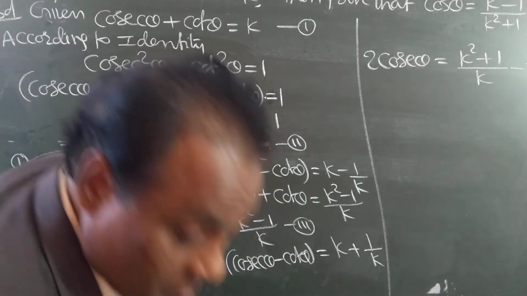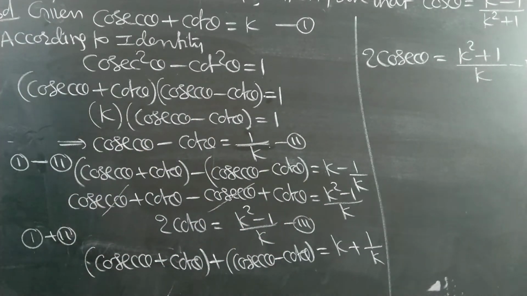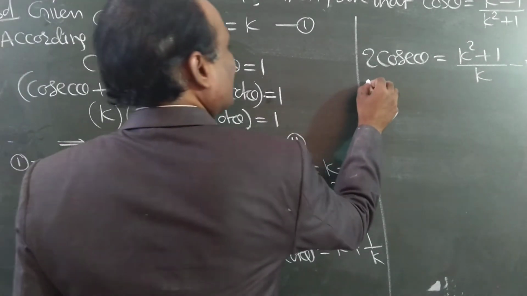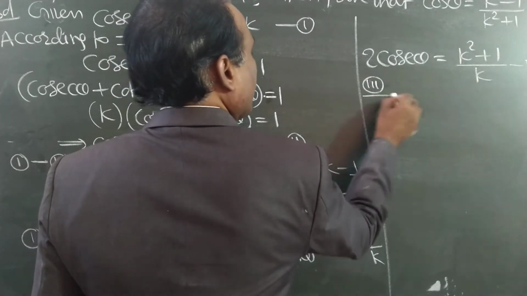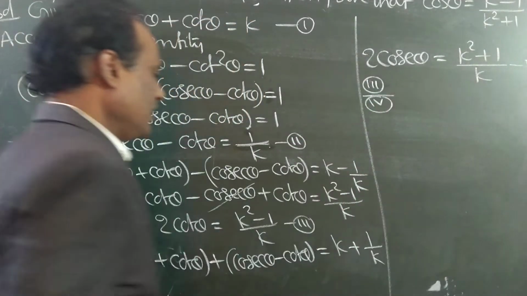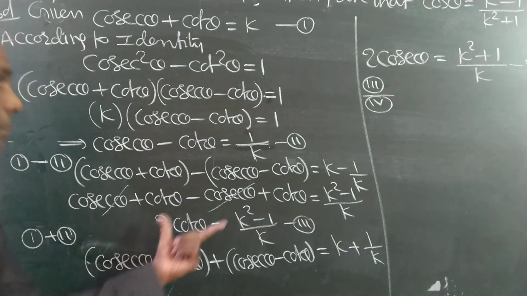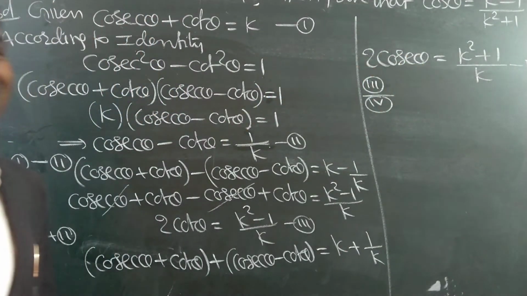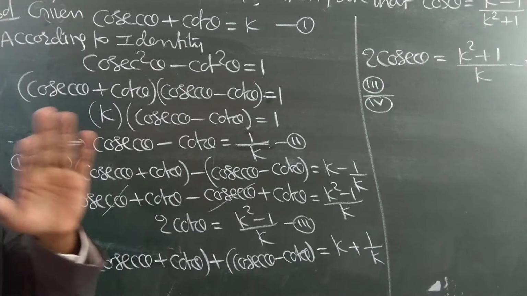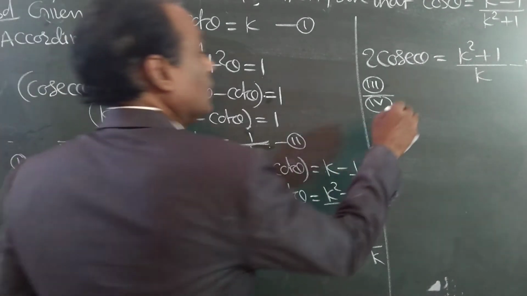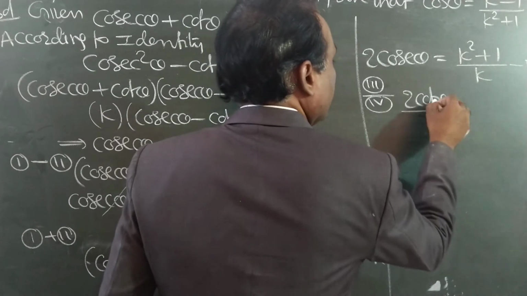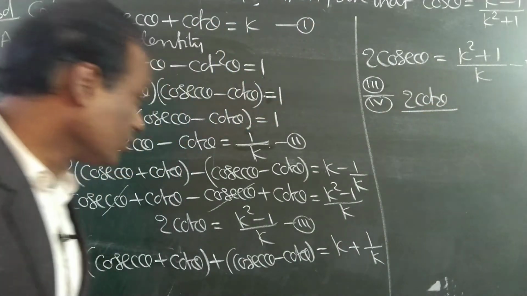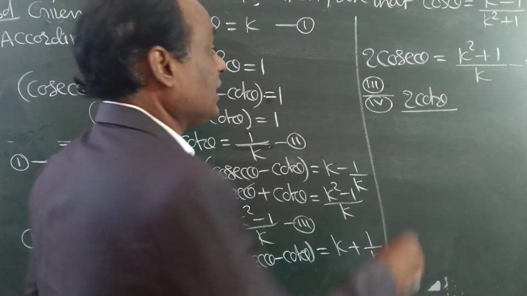Now, one more step you have to remember. Dividing this third equation by the fourth equation. Don't write. What is the third? 2 cot theta, divided by the fourth, 2 cosecant theta.